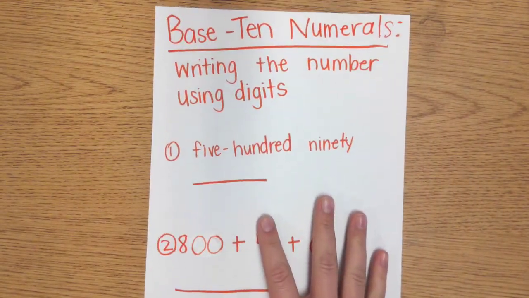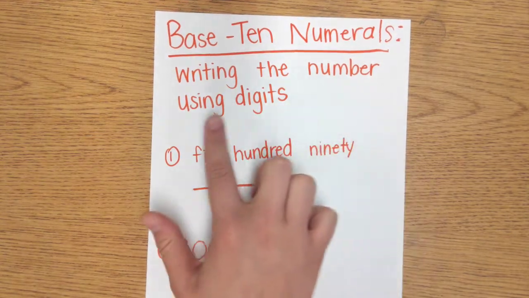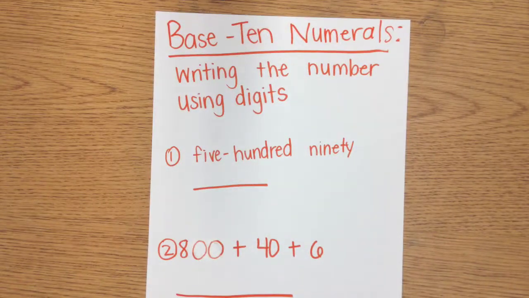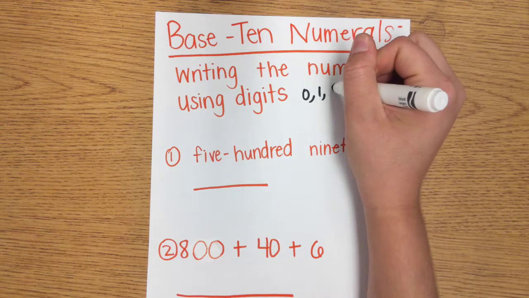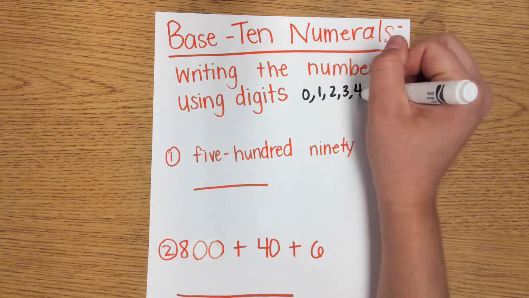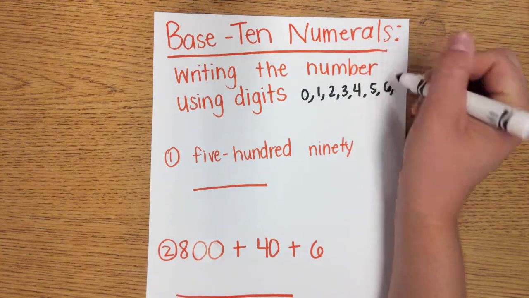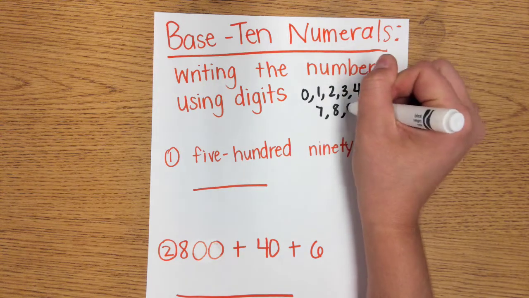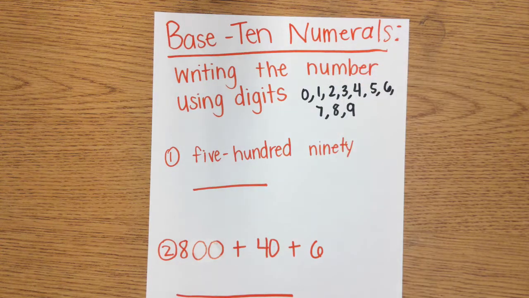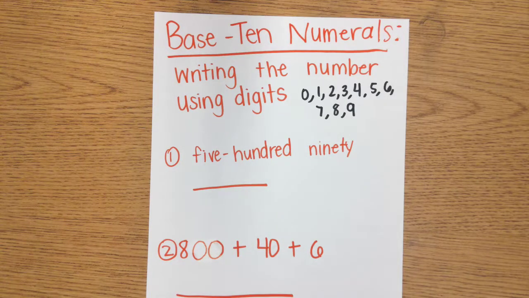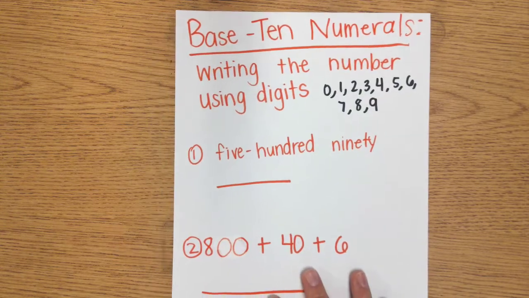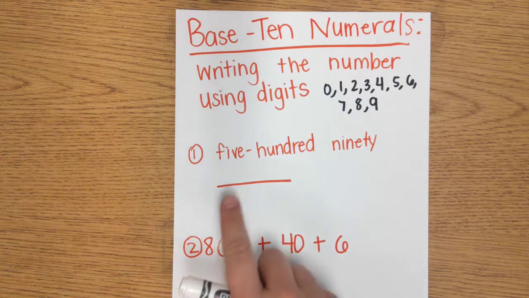So if we look back, a review, we have our base 10 numerals. And remember, base 10 numerals is how I write the number using digits. And remember, digits are those numbers 0, 1, 2, 3, 4. So let me write those down. So it's 0, 1, 2, 3, 4, 5, 6, 7, 8, and 9 are my digits. So I want to use those digits to help me write the number of hundreds, tens, and ones that I have in my place.